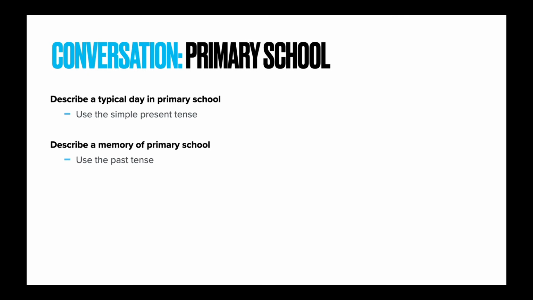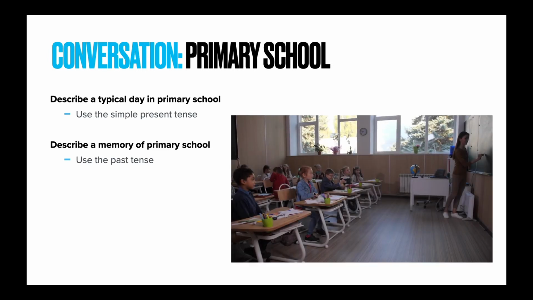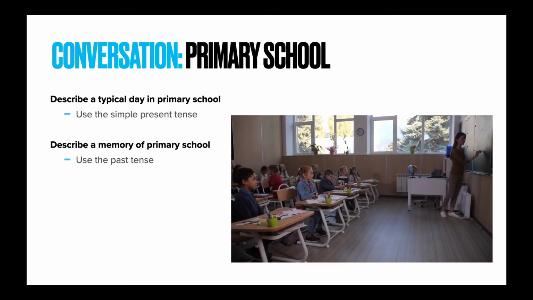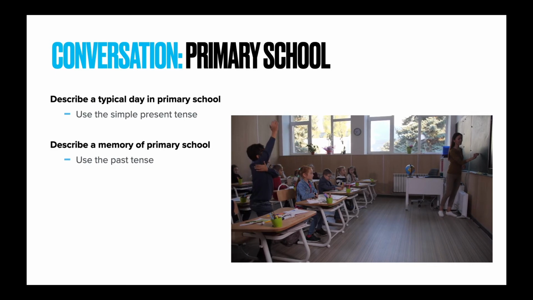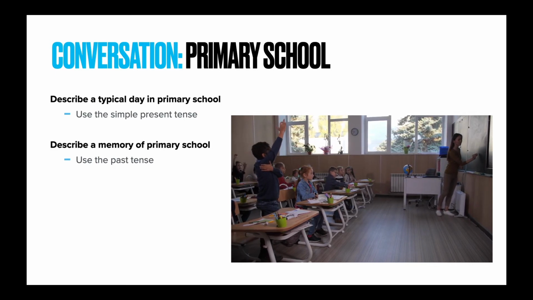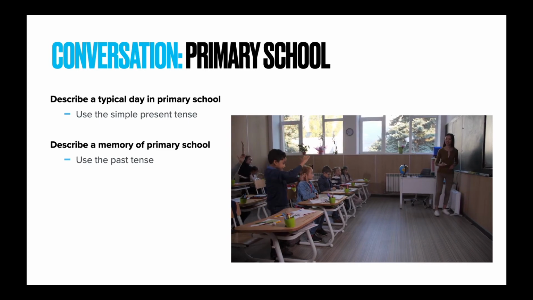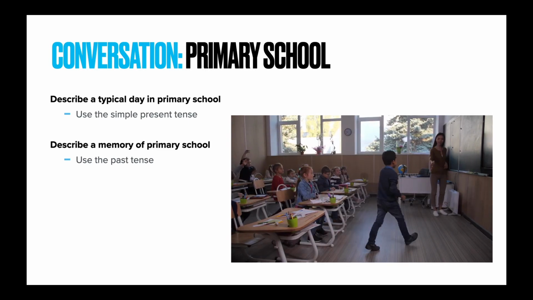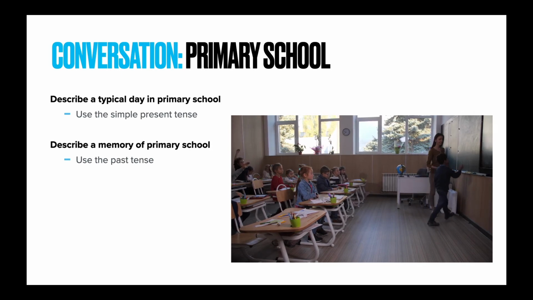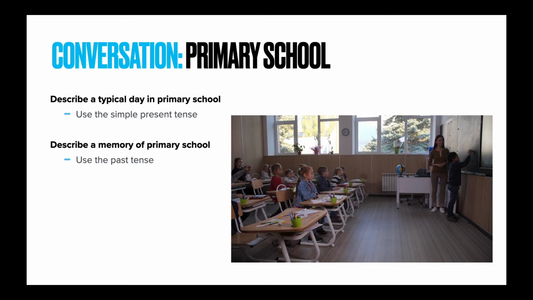Okay, next we're going to do some conversation practice about primary school. So we'll start by describing a typical day in primary school. And for this example, you want to use the simple present tense. Remember, this is the tense that we use when we talk about things that are always true. So for example, you could say, in primary school, kids learn math, or primary school begins at 8 o'clock every day, or children in primary school are 6 to 10 years old, something like that.